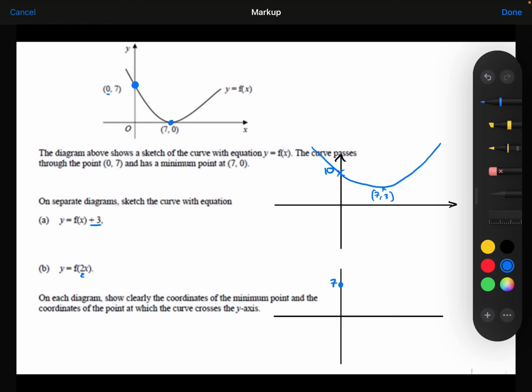The minimum point, however, the x-coordinate there is 7. We're going to divide that by 2, which will be 7 over 2, or 3.5. So this point squashes in by a scale factor of a half there. And in fact, every point is going to get divided by 2 in the x direction, so this whole graph is going to squash in, and it's going to look something like this.